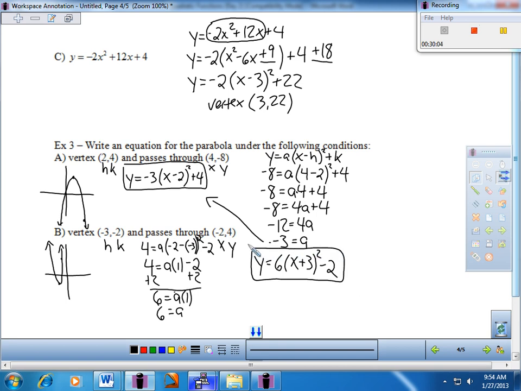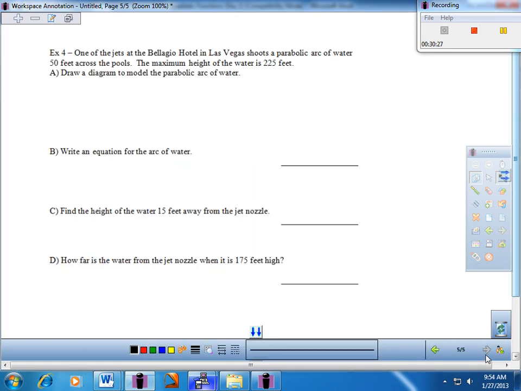That's it? Good. By the way, we didn't get to talk too much about that a value. We know it affects the direction, but it also affects the width of the parabola. The larger the number, the more narrow it is. The smaller the number, the wider the parabola is. All right, one more. Let's put it into action here.